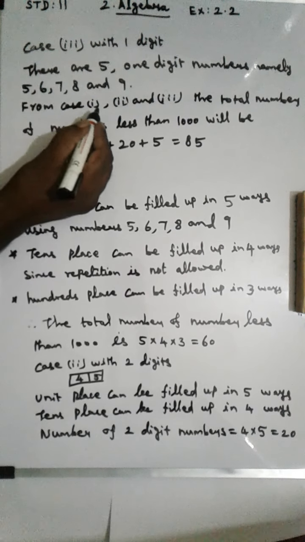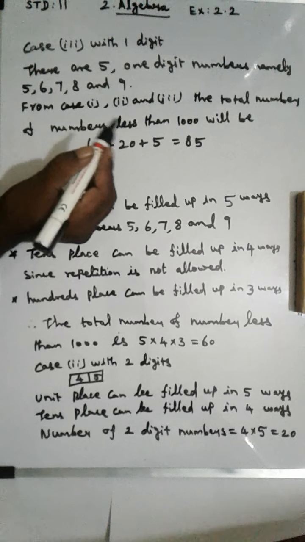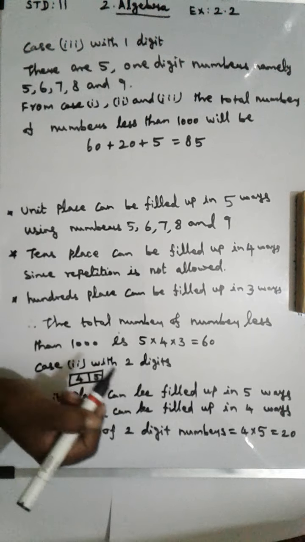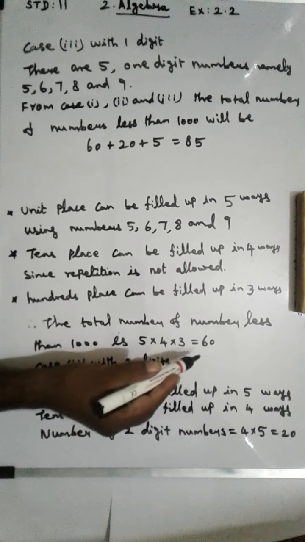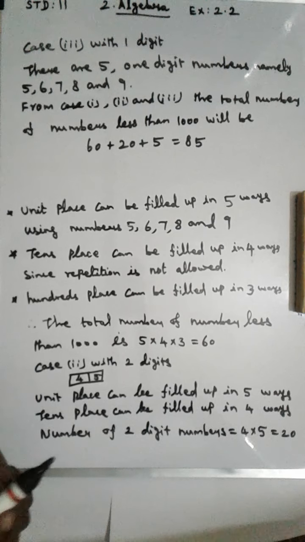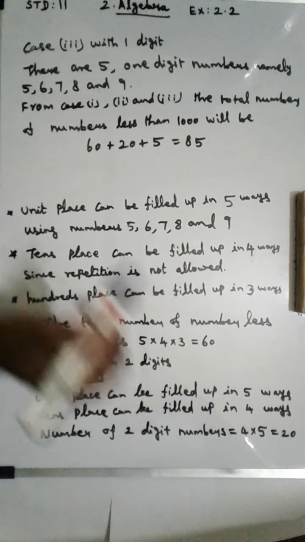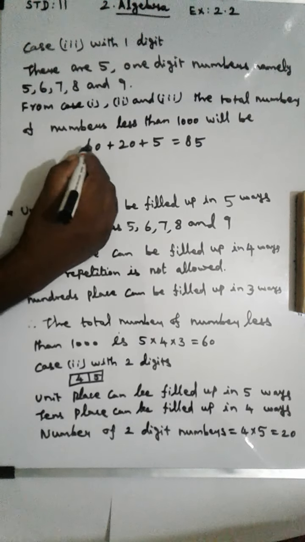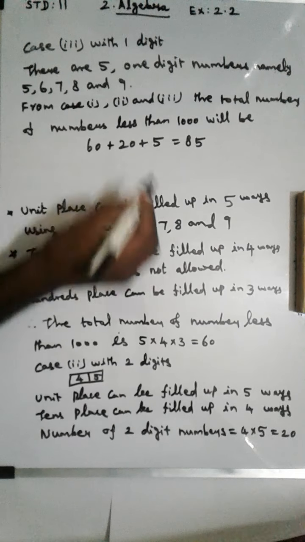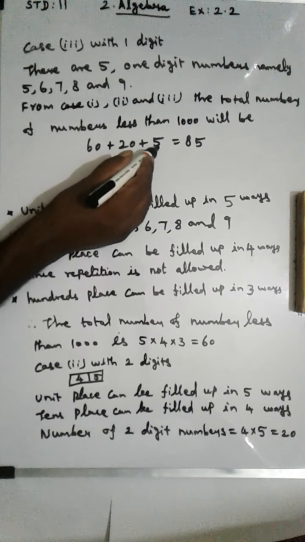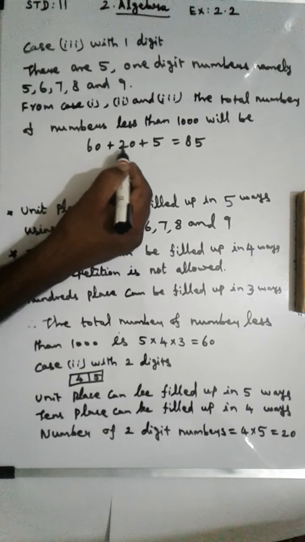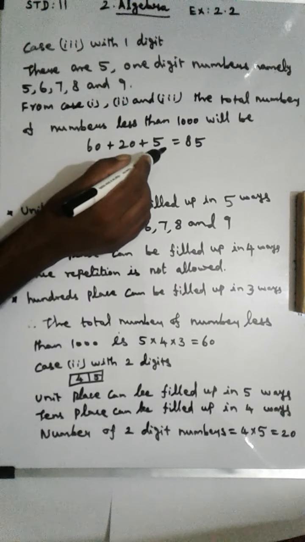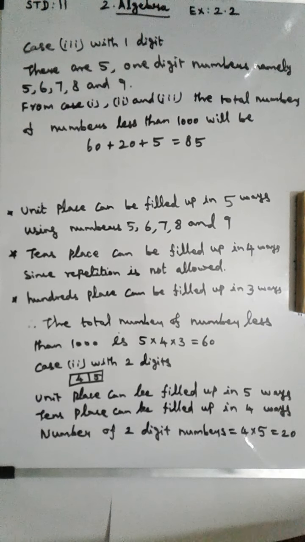From cases 1, 2 and 3, the total number of numbers less than 1000 will be: 3-digit numbers 60, 2-digit numbers 20, 1-digit numbers 5. So 60 plus 20 plus 5: 60 plus 20 is 80, and 80 plus 5 is 85. That's all.